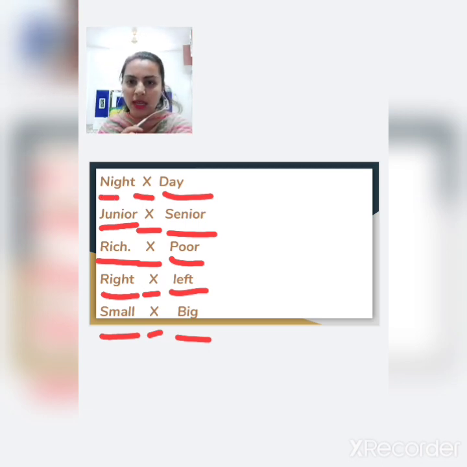N-I-G-H-T, night, and the opposite of night is D-A-Y, day. J-U-N-I-O-R, junior, and the opposite of junior is S-E-N-I-O-R, senior. Next is R-I-C-H, rich, and the opposite of rich is P-O-O-R, poor. Next is R-I-G-H-T, right, and the opposite of right is L-E-F-T, left. Next is S-M-A-L-L, small, and the opposite of small is B-I-G, big.